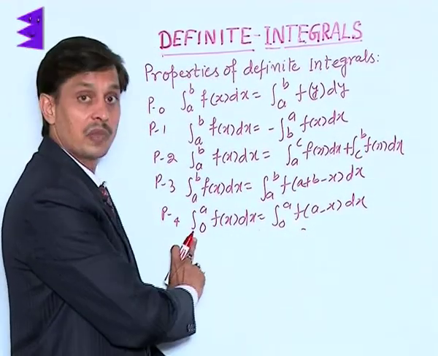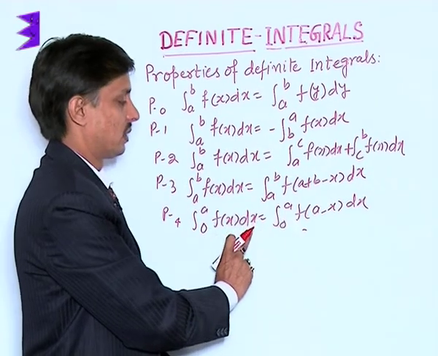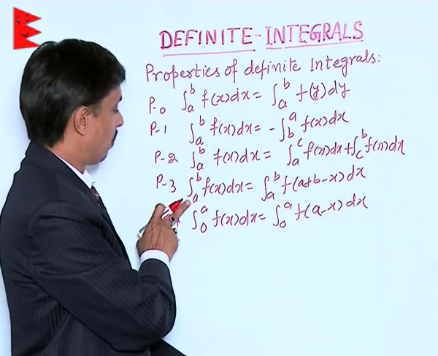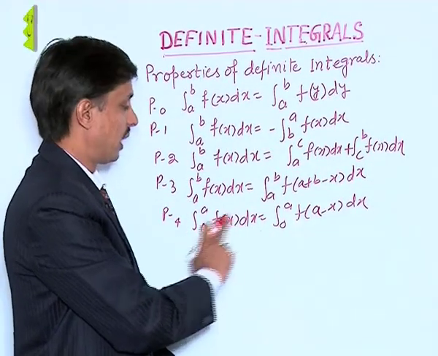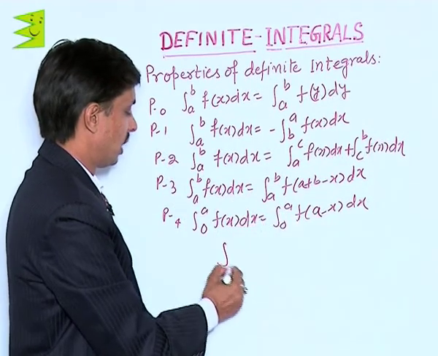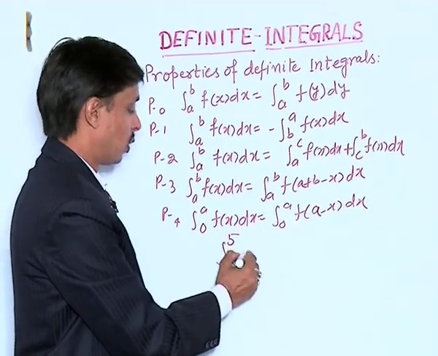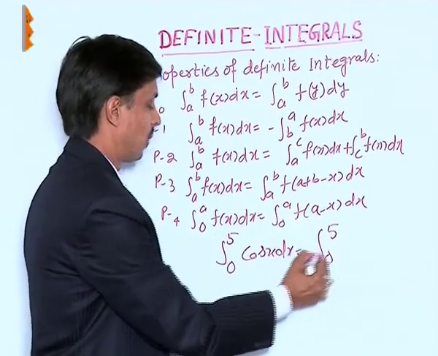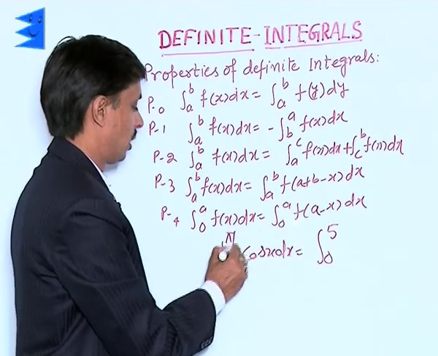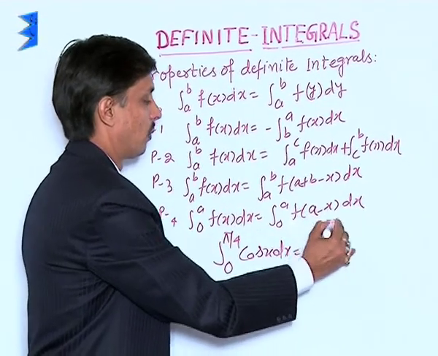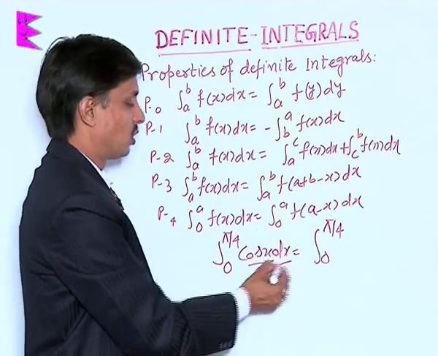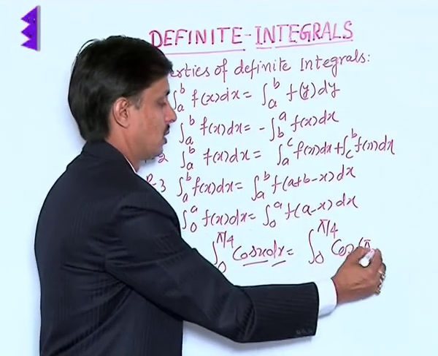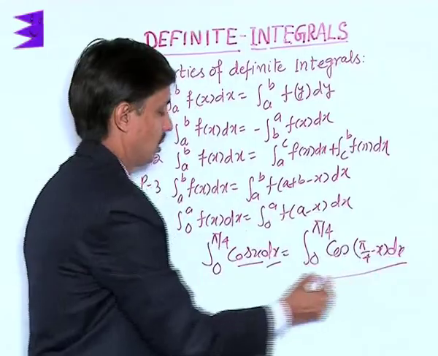And the next property: if it is the integral from 0 to a of f(x) dx, then it is the integral from 0 to a of f(a minus x) dx. This is nothing but, in place of the lower limit 0 being put, and in place of the upper limit b. So if a question is 0 to 5, suppose it is cos x dx, as it is cos, you can take pi by 4, some trigonometric value, and the integral from 0 to pi by 4 of cos x dx can be written as the integral from 0 to pi by 4 of cos of a minus x, that is pi by 4 minus x, dx.